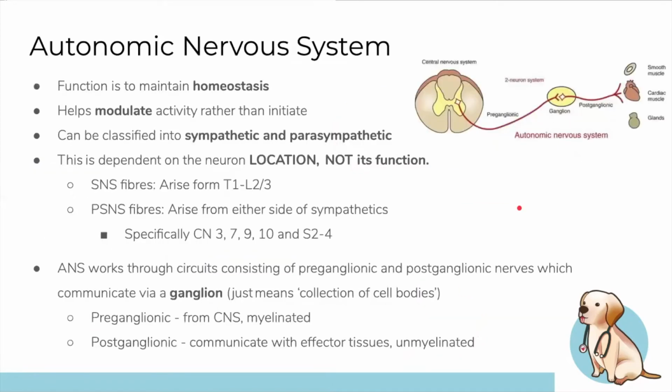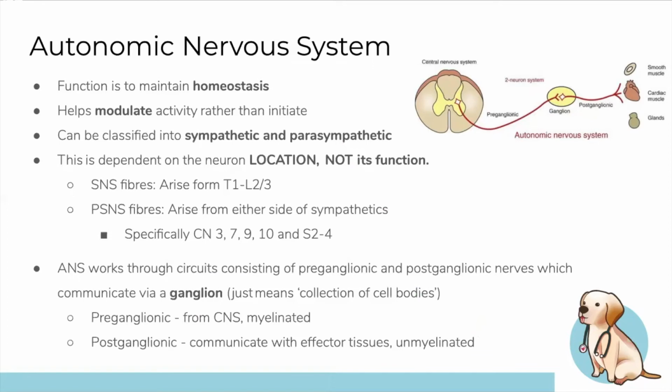So that's all you have to know about that. It's just like one slide. In terms of autonomics, this is for homeostasis, and they basically help modulate your activity. So they've got two types of neurons: your sympathetic and your parasympathetic.